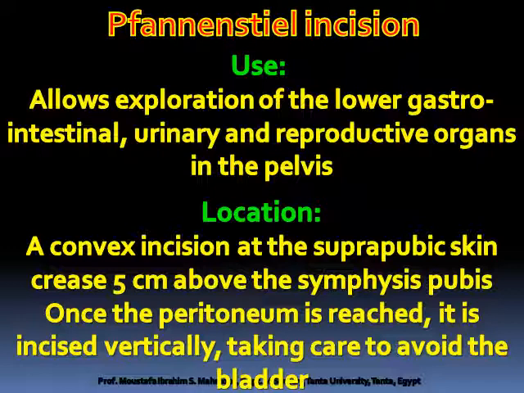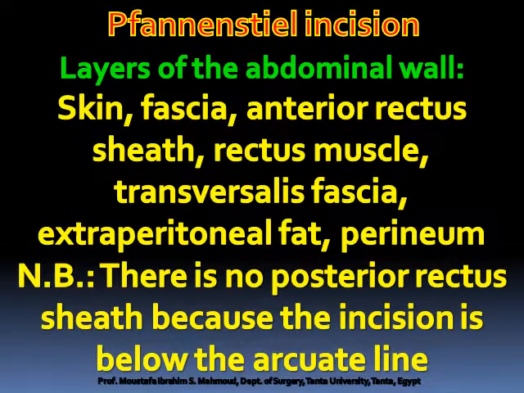Once the peritoneum is reached, it is incised vertically, taking care to avoid injury of the bladder. The layers of the abdominal wall are the skin, fascia, anterior rectus sheath, rectus muscles, transversalis fascia, extraperitoneal fat, and peritoneum. There is no posterior rectus sheath because the incision is below the arcuate line.